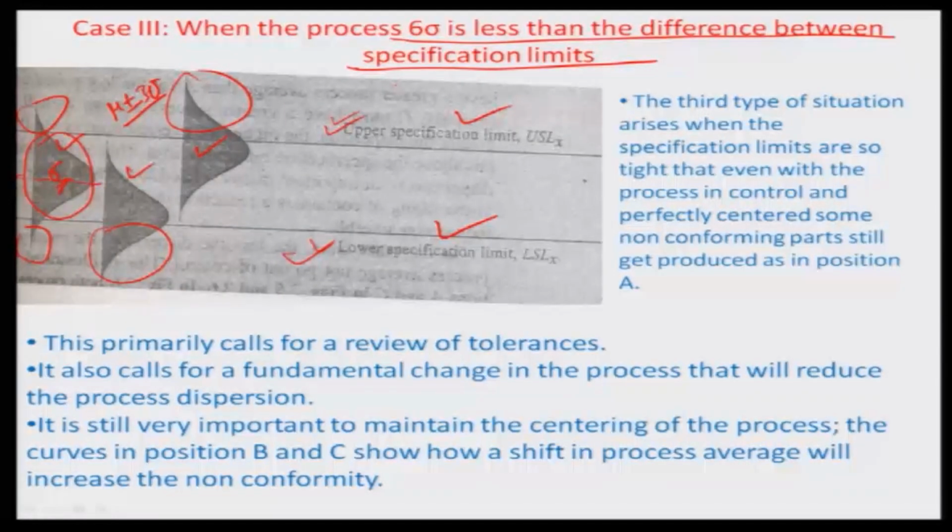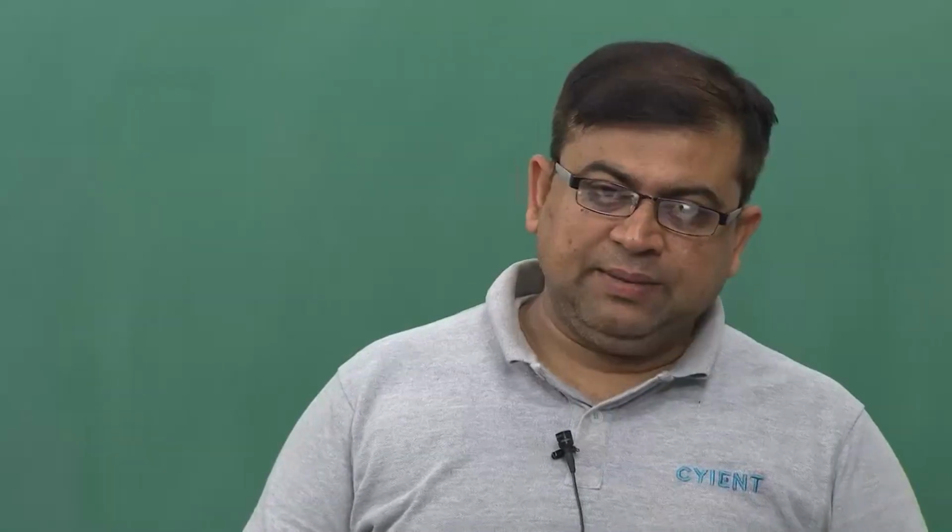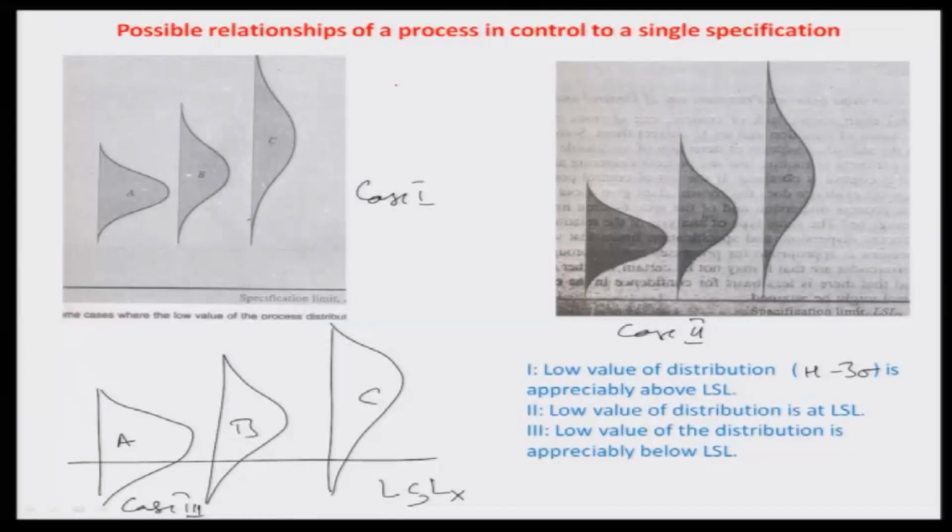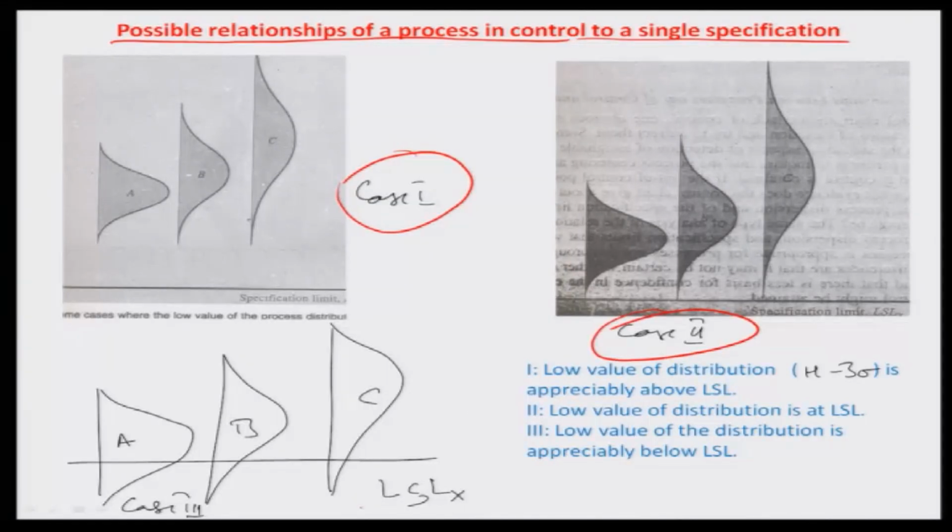So these are how you interpret the various cases where the different means and standard deviations put together are rhyming with respect to the upper and lower specification limits. So I would just like to show a little different situation here, where the possible relationships of a process in control to a single specification are identified by 3 different cases: case 1, case 2 and case 3.